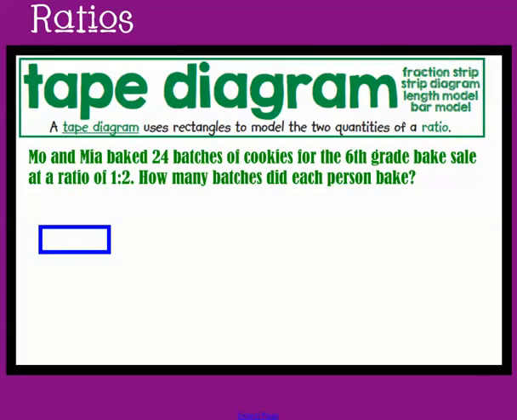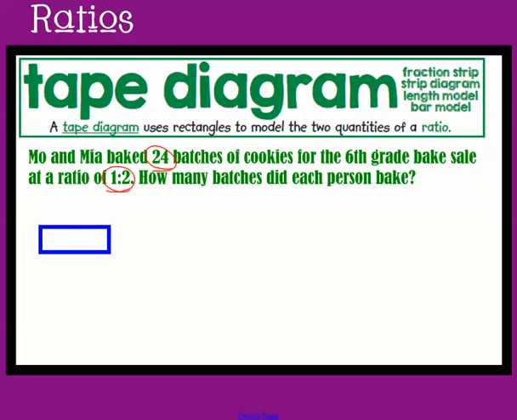Let's do another example together, and I'm going to do this both ways. I'll start with a tape diagram, then we'll do it on a double number line. So in this story, Mo and Mia baked 24 batches of cookies. So there's our total right there. We have a total of 24 batches. And they baked these batches in a ratio of 1 to 2.